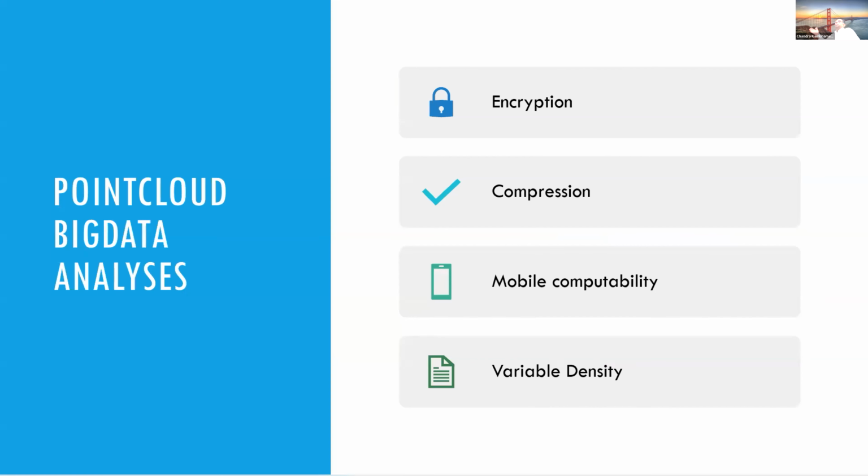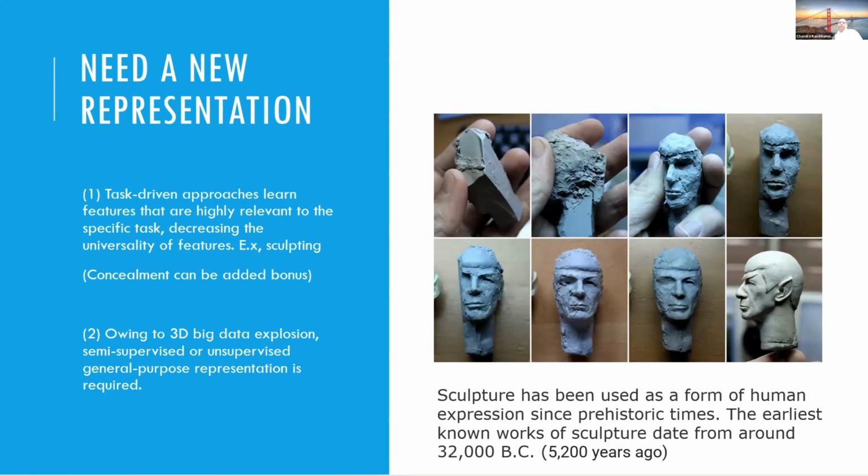Since there are going to be multiple frames per second, you want compression. You also want all of this to be lightweight, don't you? So we don't want heavy systems like big computers needed to run these; we want mobile computability. Also, I just said variable density. You want something to work on density that's variable. Let's look at this picture, okay?